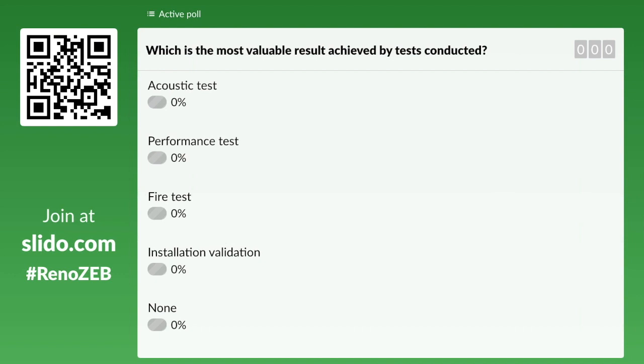Now, a question. What do you think is the most valuable result achieved by the tests conducted? The acoustic performance test, the thermal performance test, the fire test, the installation validation, or none of these? And you suggest something different.